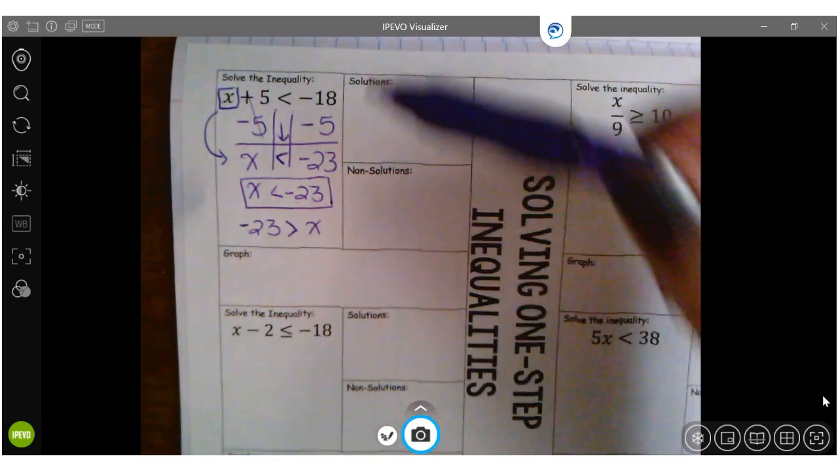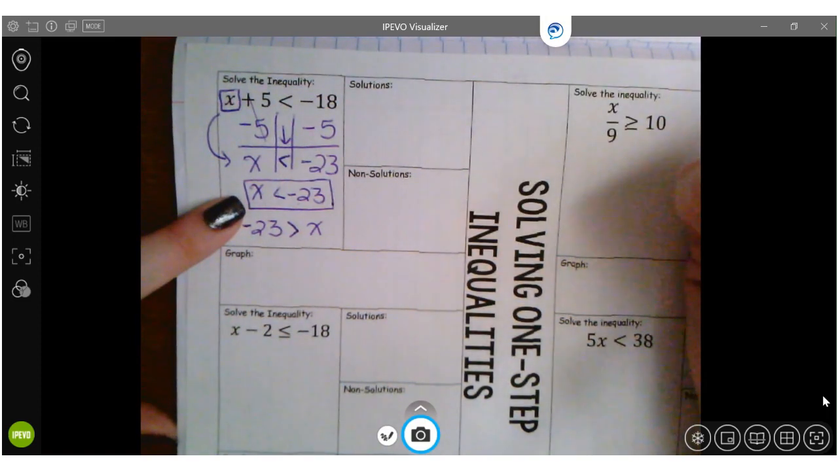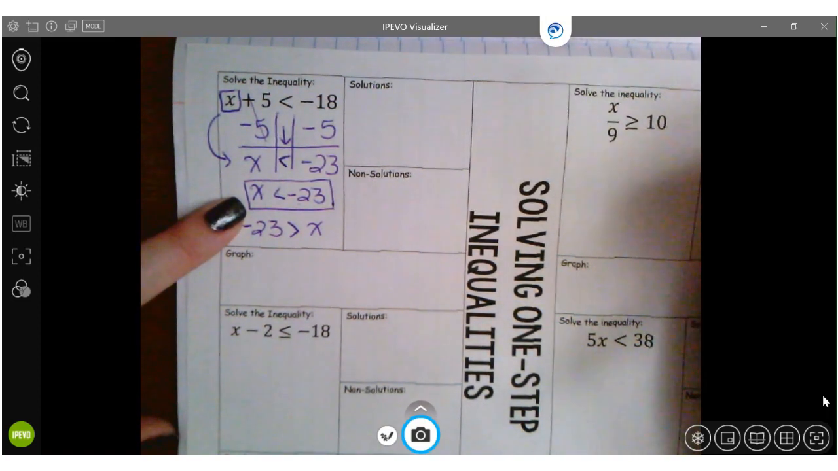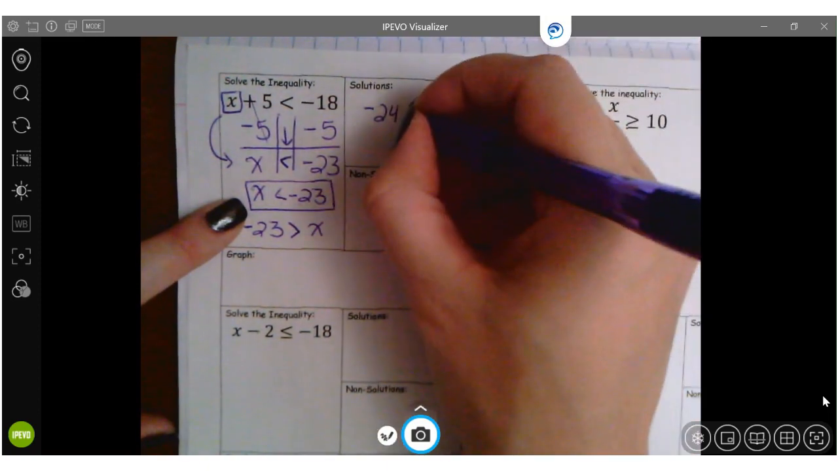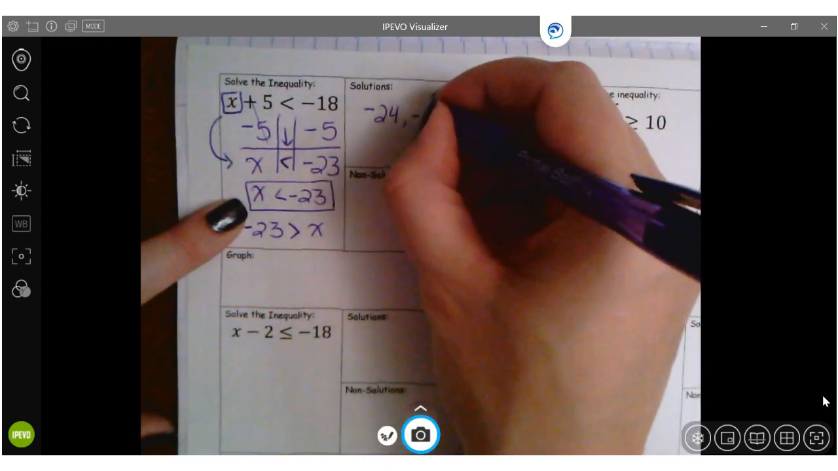So some solutions: anything less than negative 23, so anything to the left of it on the number line. So you could have like negative 24. You could have something as far left as negative 80.